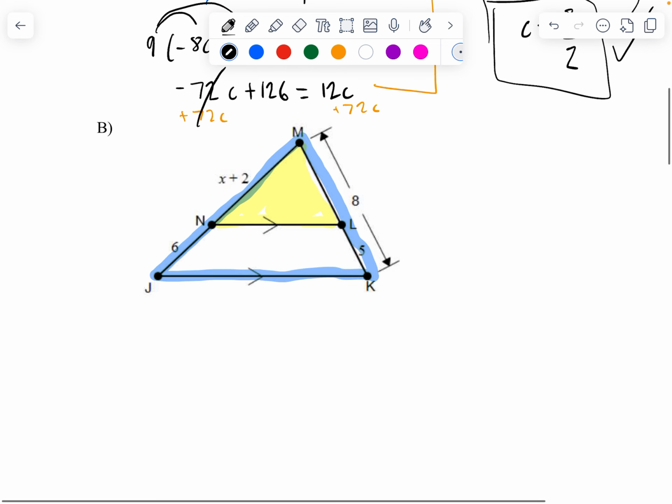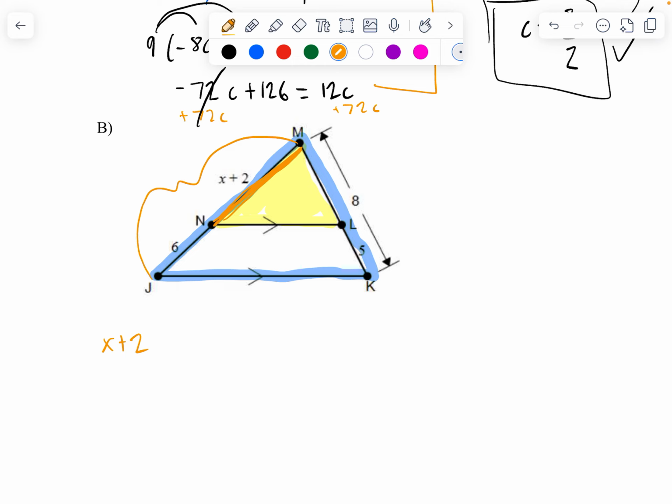So when we're creating corresponding sides on this one, we'd say, okay, corresponding side we have here, right? Our left side of this triangle, our x plus 2, is going to correspond to the entire left side of the other triangle. Now that entire left side is your x plus 2 and the 6, right? Both of those together is that whole side. So the x plus 2 plus 6, or in other words, x plus 8 is going to be the whole thing.